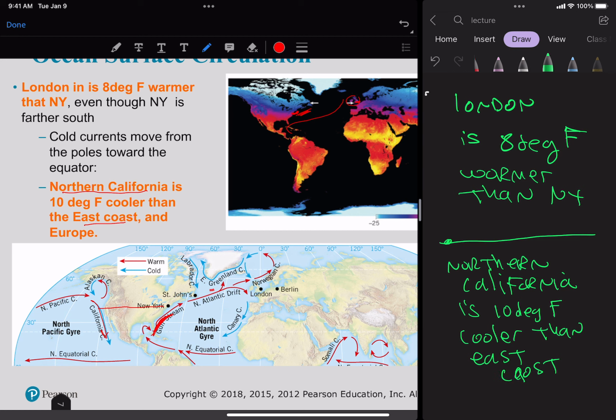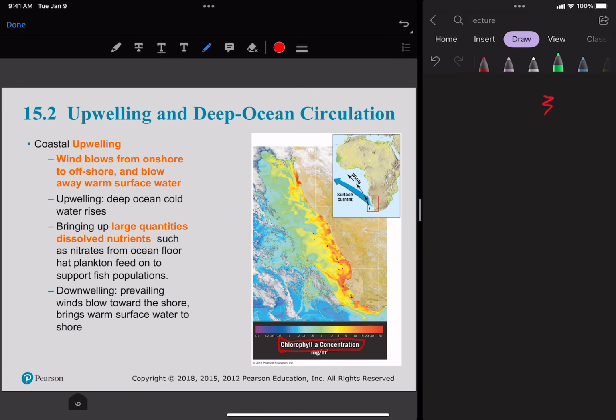So the East Coast and Europe. And it's because of these global ocean circulation patterns. Here we're going to look at another concept.